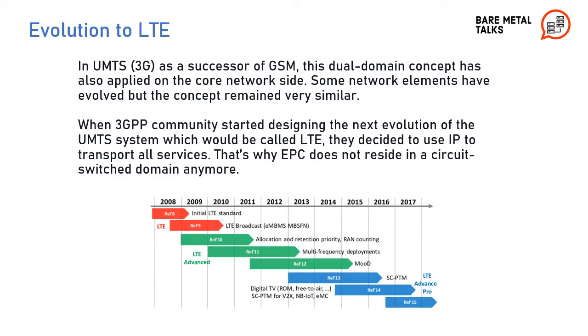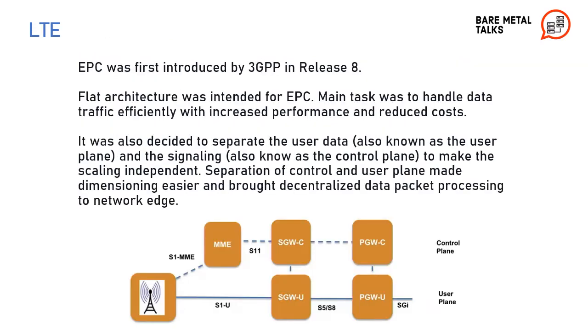In UMTS, as the successor of GSM, this dual domain concept was also applied on the core network side. Some network elements have evolved, but concepts remain very similar. When the 3GPP community started designing the next evolution of the UMTS system, which would be called LTE, they decided to use IP to transport all services. That's why EPC doesn't reside in the circuit switch domain anymore. EPC was first introduced by 3GPP in Release 8.